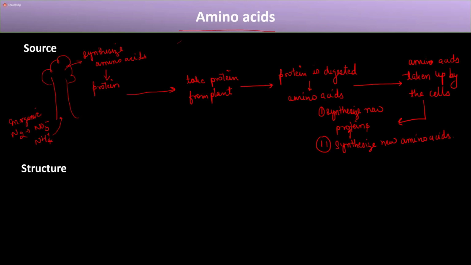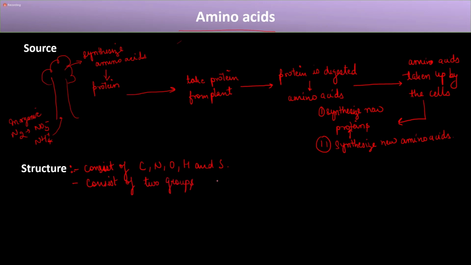Now, let's talk about the structure of the amino acids. The amino acids consist of, if you talk about the elements, carbon, nitrogen, oxygen, hydrogen, and sulfur. So these are the elements of which amino acids are made up. Now the second thing, as the name suggests, it consists of two terms, amino and acid. So these are structures that consist of two groups.